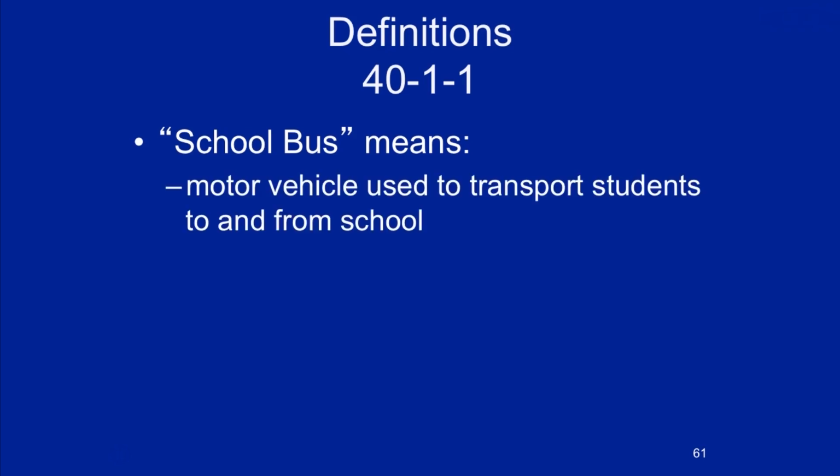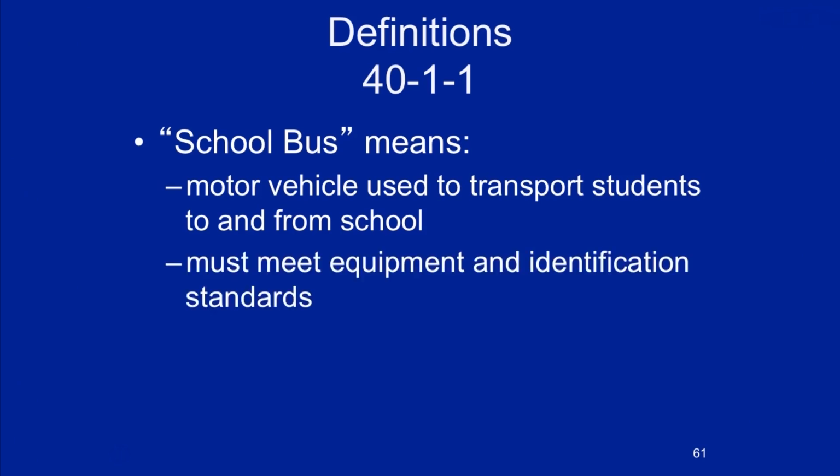So a school bus is a motor vehicle used to transport students to and from school, and it must meet equipment and identification standards. Let me read a part of the law here on this definition. A motor vehicle operated for the transportation of school children to and from school or school activities. That's the definition of a school bus generally. Such terms shall not include a motor vehicle with a capacity of 15 persons or less operated for the transportation of school children to or from school activities.